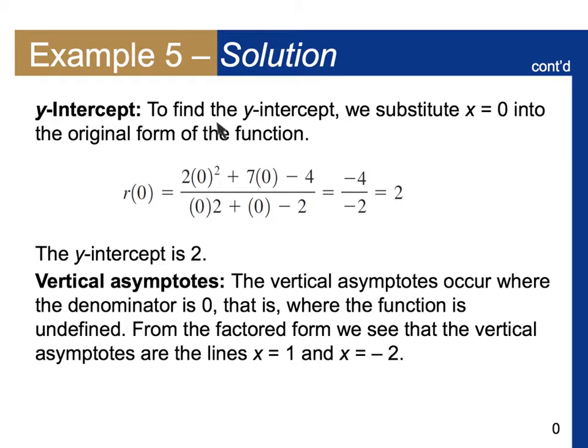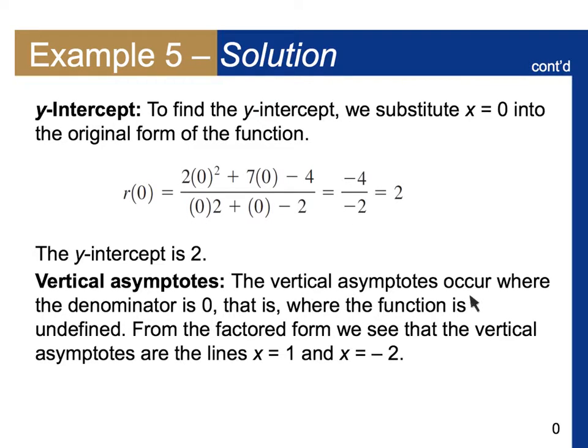Okay, so for our y-intercept, plug x equals 0. We can put it into our original form or our factored form, but if we do that, we're going to get y is 2. R of 0 is y when x is 0. So we have (0, 2) as our y-intercept, right? That's easy to do.